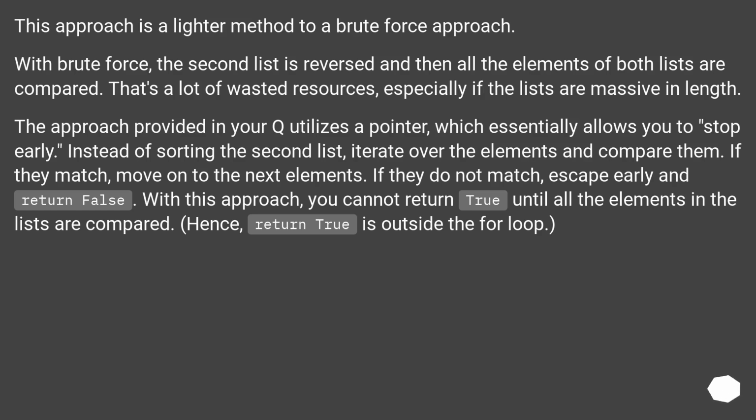If they match, move on to the next elements. If they do not match, escape early and return false. With this approach, you cannot return true until all the elements in the lists are compared. Hence, return true is outside the for loop.